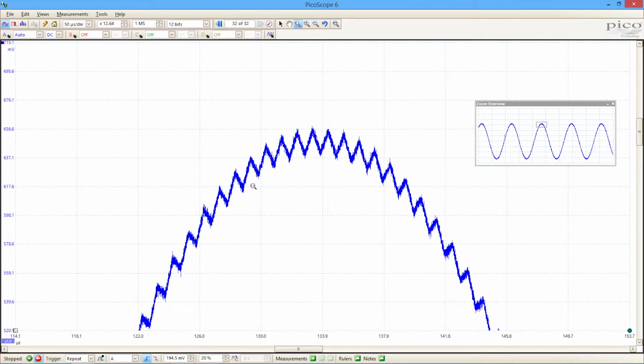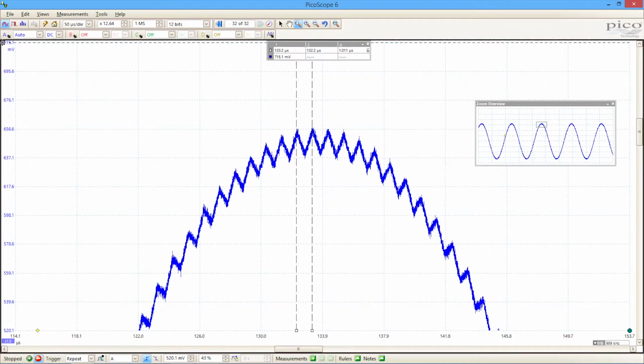We're starting to see that the wave shape of the noise that is riding on the top of that waveform isn't random, it's actually triangular. And I can use the rulers to make a measurement on the characteristics of that triangular noise. So we've got a period of about 1 microsecond, so the frequency of the noise is at about 1 megahertz.